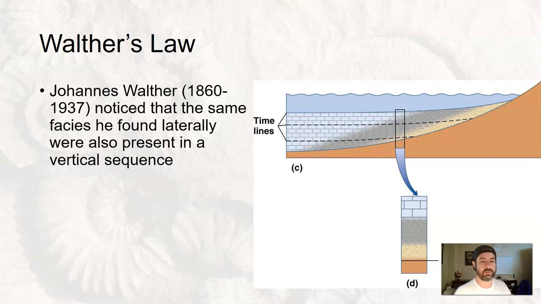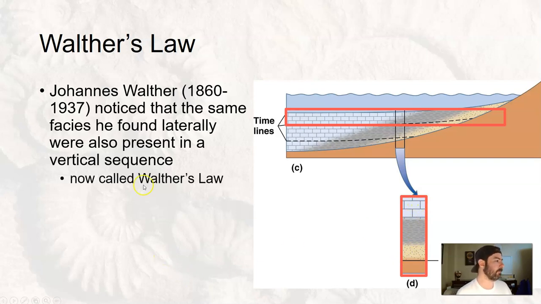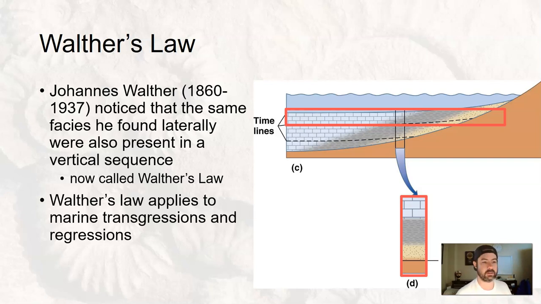So Johannes Walther noticed, again, the same facies he found laterally, sideways, also presented themselves in the same sequence vertically. I mean, it sounds kind of obvious, but someone had to say it. So going from the original surface of land, we have sandstone, shale, limestone. Well, same thing here. From the original surface, sandstone, shale, limestone. Go figure. So this is now referred to as Walther's law. What we find in the facies horizontally are also reflected vertically in a vertical sequence.